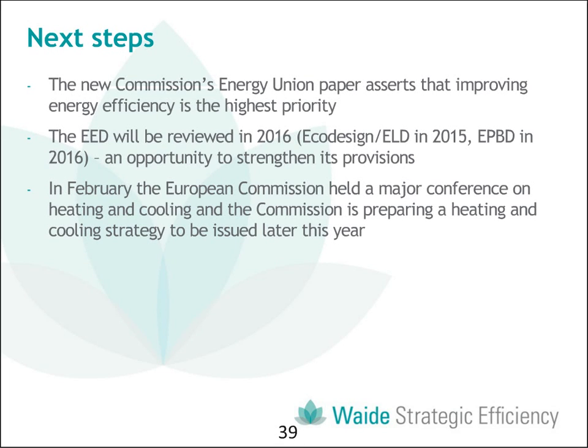So just to conclude then with the next steps, the new Commission's Energy Union paper asserts that improving energy efficiency is the highest priority for the energy sector. And as part of this, they're committing to review all of the existing energy efficiency directives. The Eco-Design and Energy Labelling Directive and the Energy Performance are going to be reviewed this year, on completion of their review, because there's already been activities undertaken to support that review. And the Energy Efficiency Directive and the Energy Performance of Buildings Directive are going to be reviewed in 2016. And this will obviously be an opportunity to learn from the implementation experience and potentially strengthen the provisions.